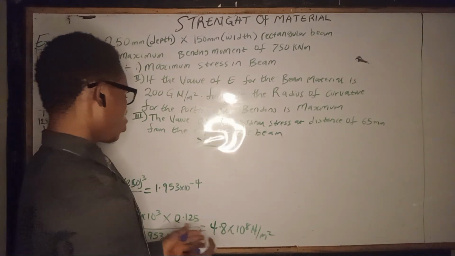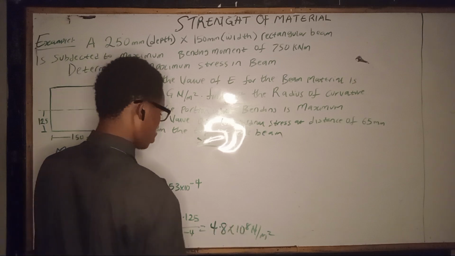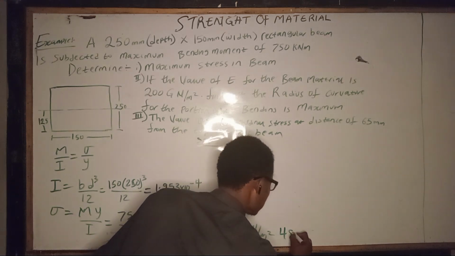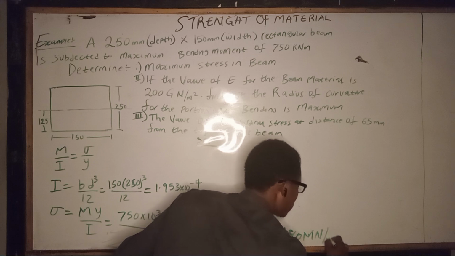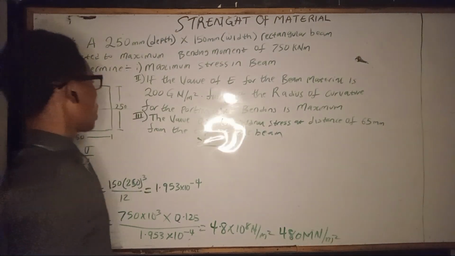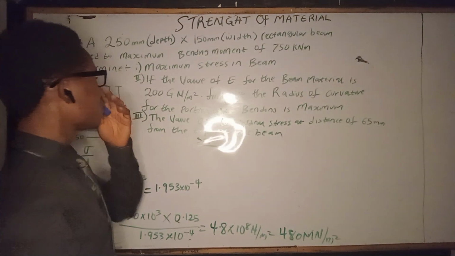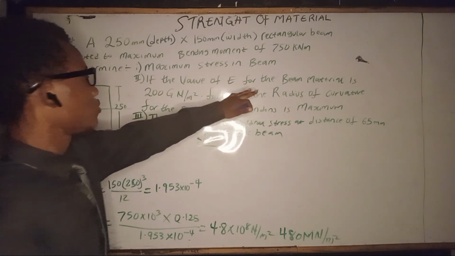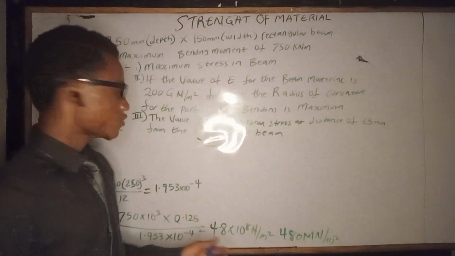And it can also be written as 480 mega Newton per meter square. So that is the value of the maximum stress in the beam. Now, if the value for E of the beam material is equal to 200 giganewton per meter square, find the radius of the curvature.